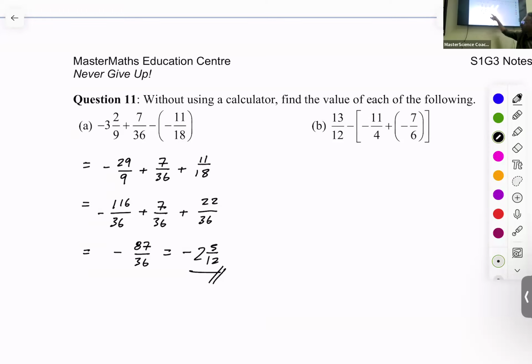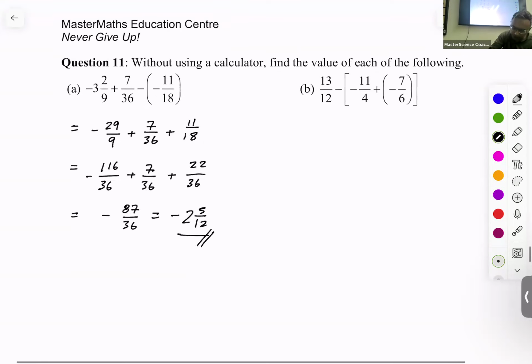So use the calculator to help you in certain parts, but you cannot use the calculator to give you just the answer. Some students, I don't know why they're so silly. They say without using a calculator, they still go and key in everything and then just give the answer. Cannot. Once you just give the answer like that, I will mark you wrong. Even if your answer is correct, you will be marked wrong.